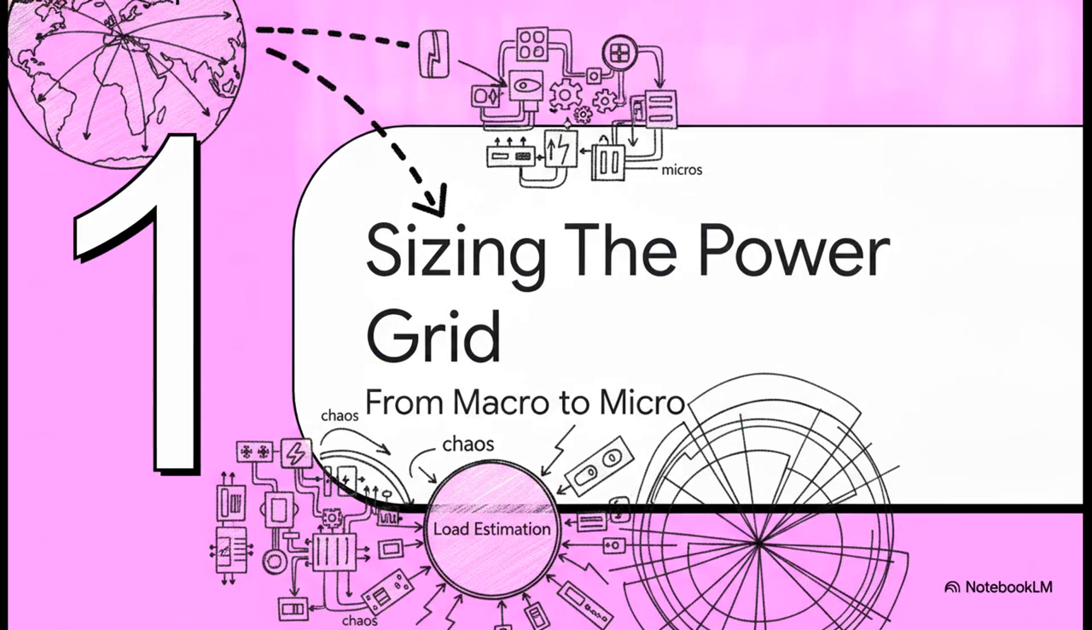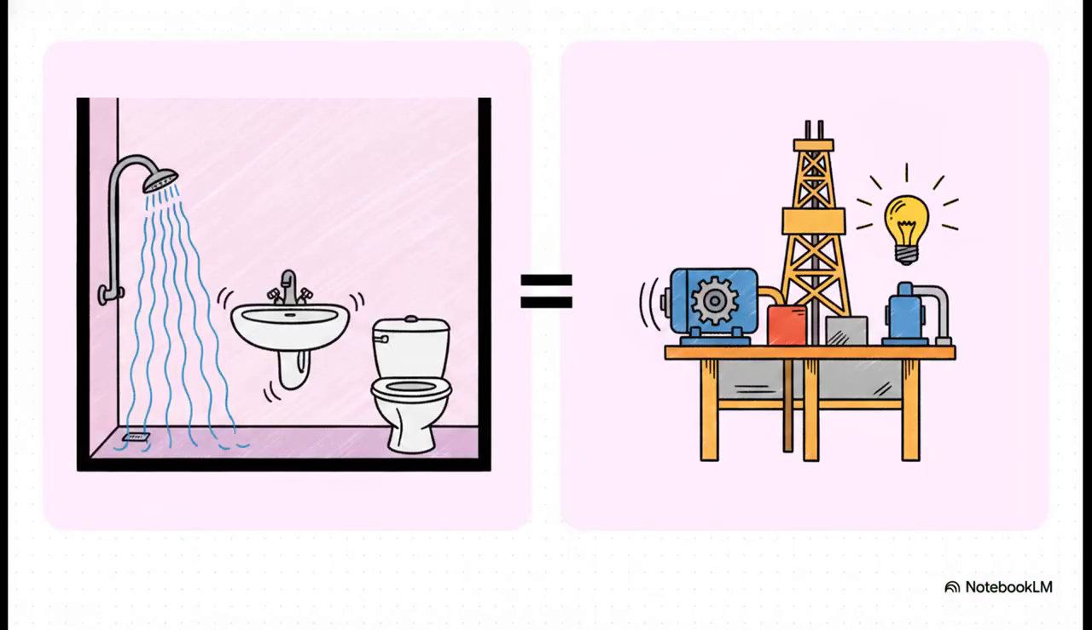All right, section 1. Sizing the power grid, from macro to micro. Load estimation is absolutely the very first step in electrical systems design. Why? Because it brings much-needed order to a totally chaotic web of thousands of components.